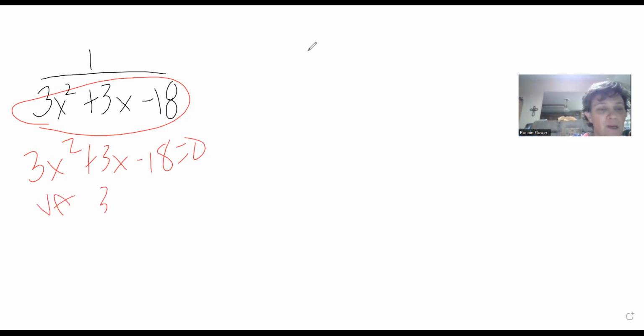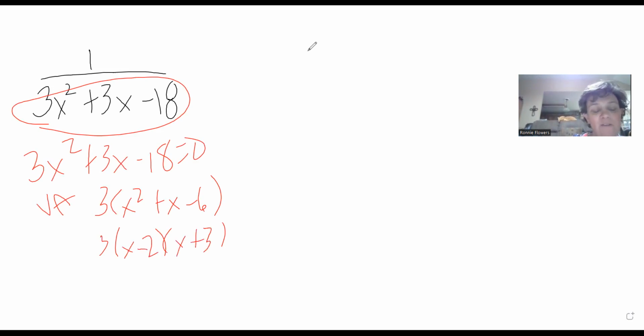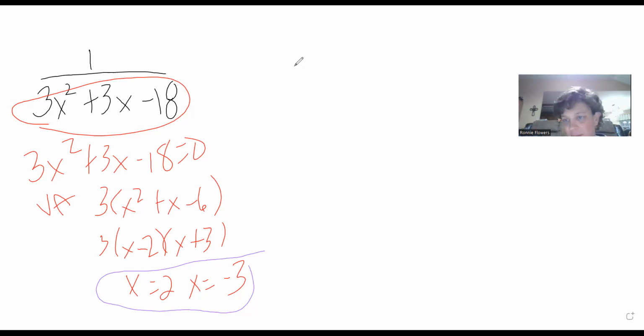Okay, so I'm going to pull the 3 out, leaving me with x squared plus x minus 6. I'm going to factor: x plus 3, x minus 2. And if I set those equal to 0, x equals 2, x equals negative 3. Oh my goodness, Ms. Flowers, are you saying some of these can have more than one vertical asymptote? Yes, it can. All right, so that takes care of the vertical asymptote.